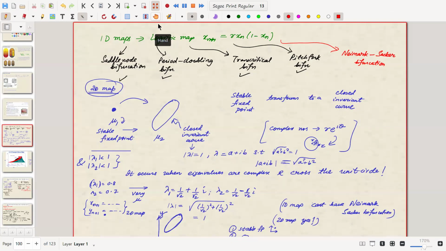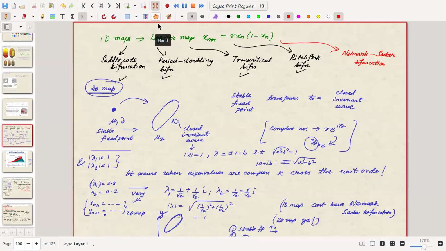And if you have a plus ib, then there should be a minus ib, the conjugate part, isn't it? So in a one-dimensional map, how many eigenvalues can you have? One. So there is no chance of having a complex conjugate eigenvalue. So you cannot have a partner in crime. Therefore, you cannot have this bifurcation in 1D maps.